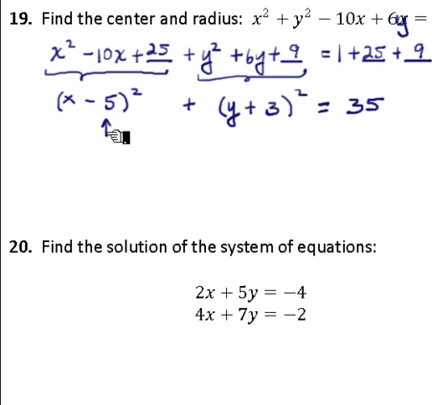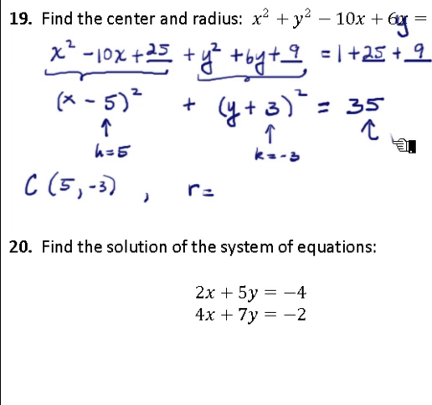Here's h. H is 5. Here we have h, and k. K is minus 3. Okay, remember, if this is positive, then the coordinate is negative. All right, so the center is 5, minus 3. And the radius, well, this is the radius squared. So the radius is the square root of 35.